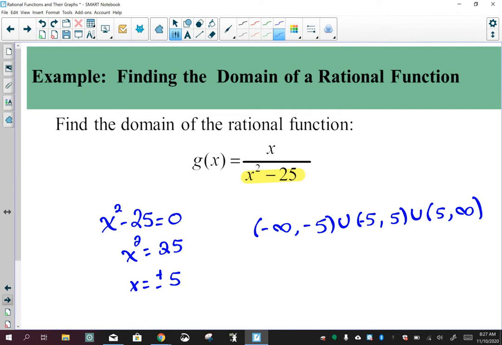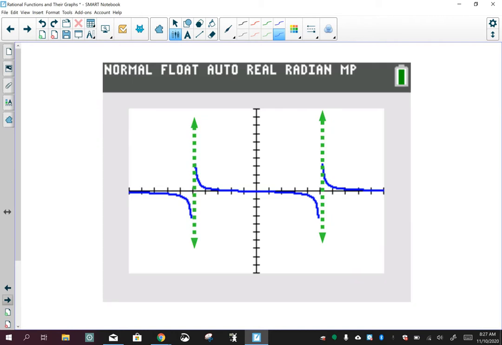If you take a look and actually graph it, it looks something like this. And if you notice here at these green lines, that's the asymptote that your graph is actually going to run up along.